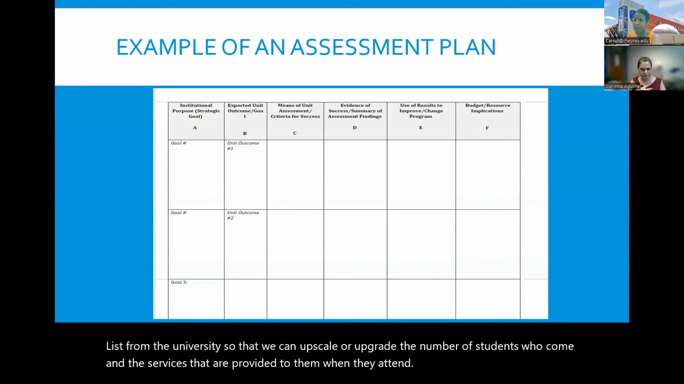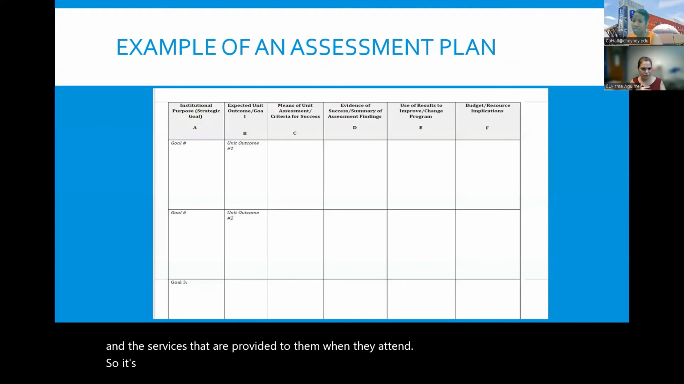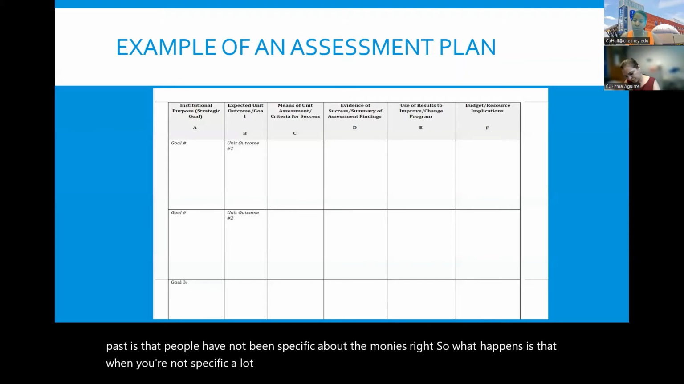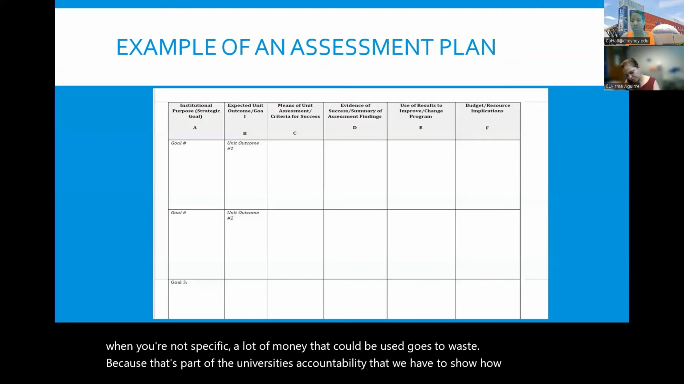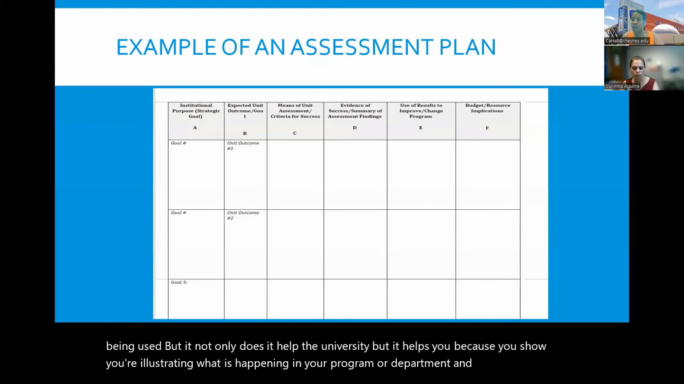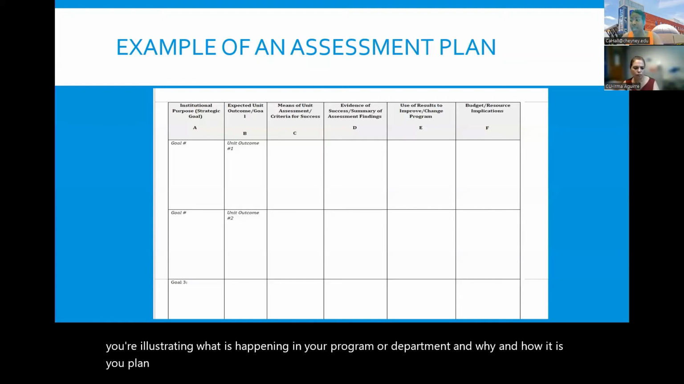Got it. Okay, so it's really simple, but we want to make sure that we're specific. And the problem in the past is that people have not been specific about the monies, right? So what happens is that when you're not specific, a lot of money that could be used goes to waste. Because that's part of the university's accountability, that we have to show how this money is being used. But it not only helps the university, it helps you because you're illustrating what is happening in your program or department and why and how you plan to upgrade, or scale up. That's the word I was looking for.